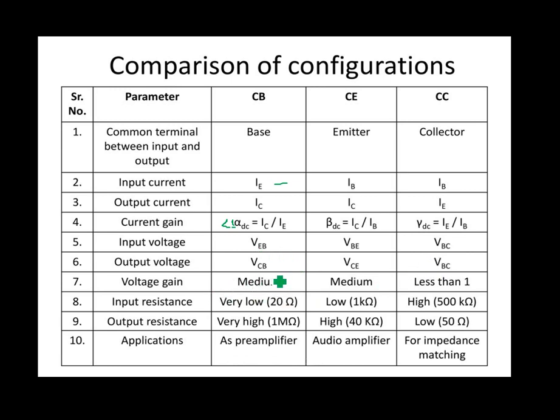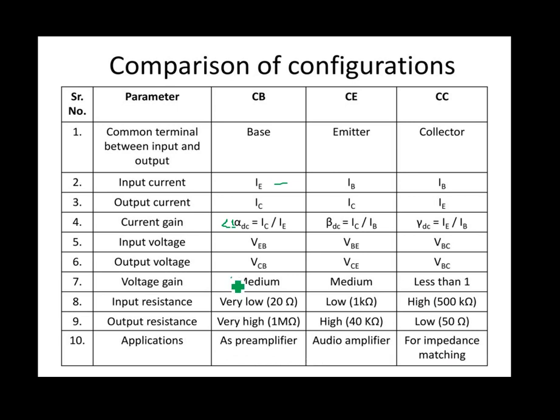Now the voltage gain is medium for common base configuration and common emitter, and it is less than 1 for common collector configuration. The input resistance, we have already discussed, is very low for common base and the output resistance is very high for common base, in the medium range for common emitter, and for common collector it is high. Input resistance is high and output resistance is low.